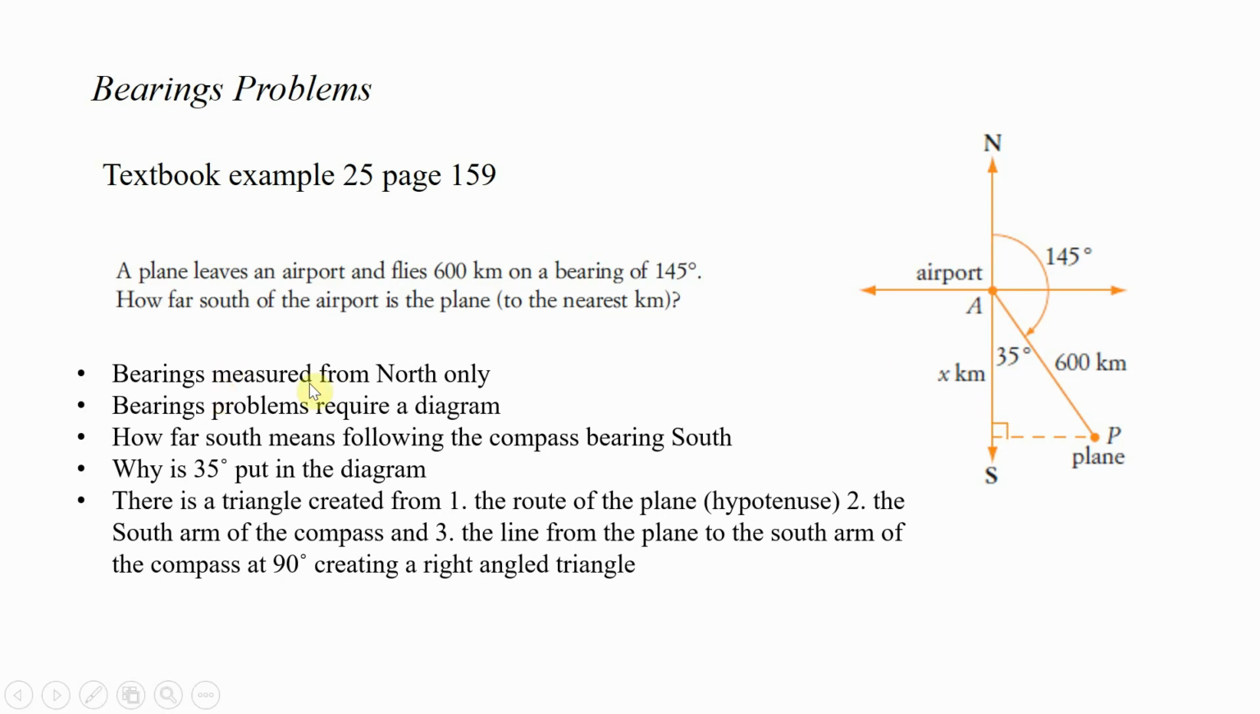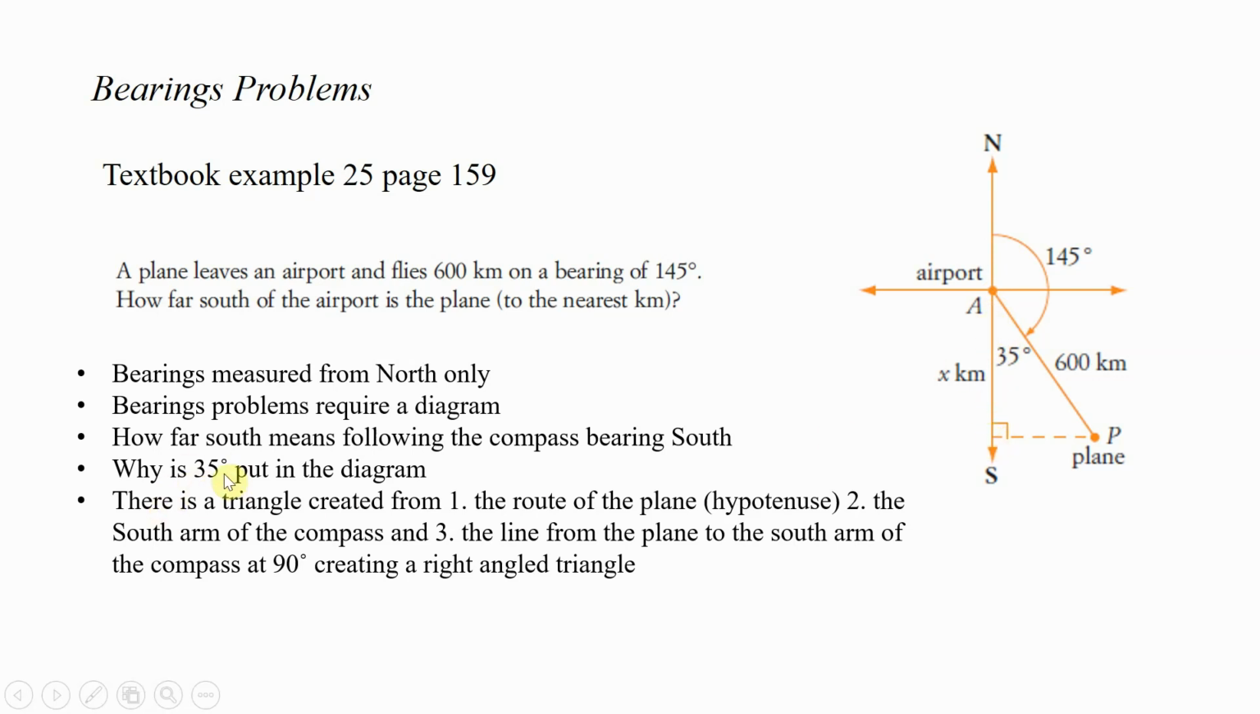Please remember, bearings are measured from north only, nowhere else. So we need to know a bearing of something, you start from north and go clockwise. Using a diagram is really essential for these types of problems. How far south means following this line here to find that distance.